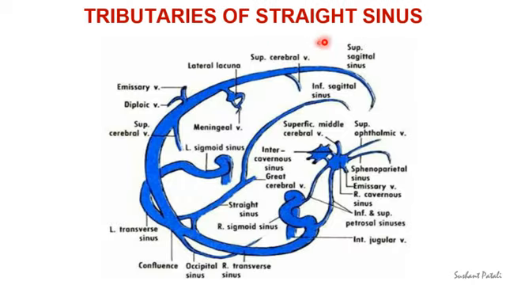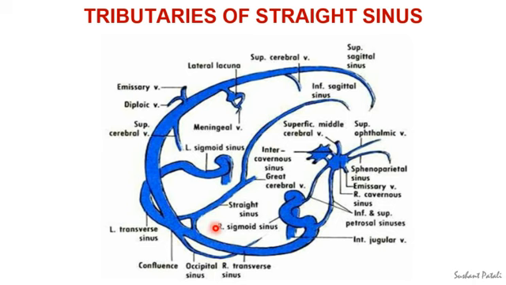What are the tributaries of the straight sinus? The straight sinus has three main tributaries. The first one is the inferior sagittal sinus. So it is basically the continuation of the inferior sagittal sinus. We can say that the inferior sagittal sinus basically drains into the straight sinus.